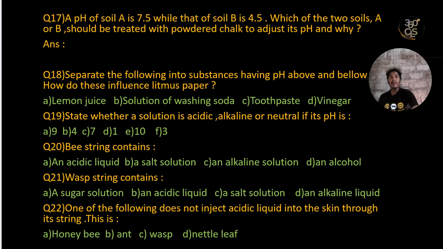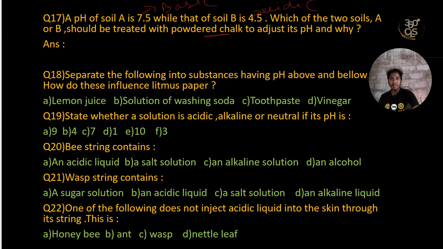Then the next problem is, the pH of soil A is 7.8, which is basic in nature, while that of soil B is 4.5, which is acidic. This is acidic, and this is basic. So which of the two soils, A or B, should be treated with powder chalk?